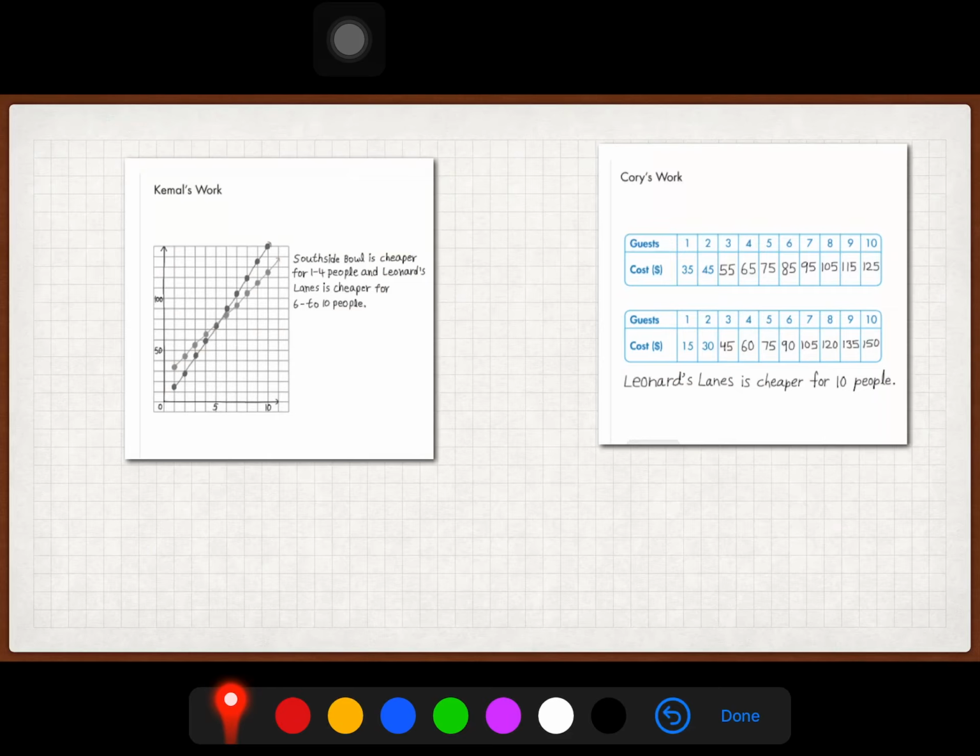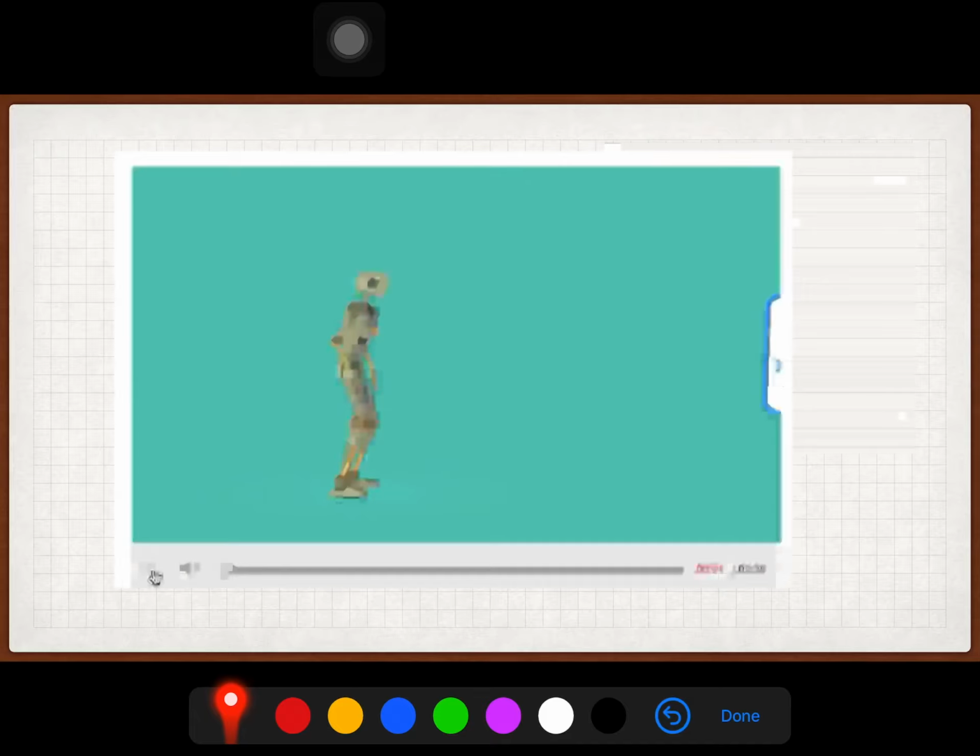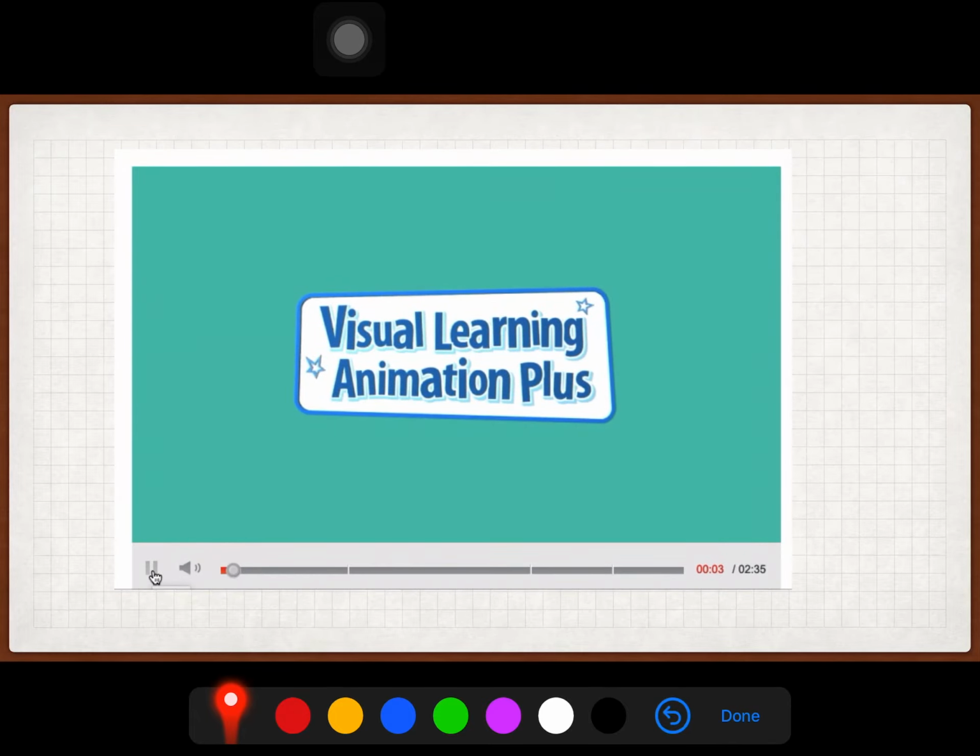Okay, here's Kamal and Corey's work. Kamal said Southside Bowl is cheaper for 1 to 4 people, and Leonard's Lanes is cheaper for 6 to 10 people. Has that graphed. And Corey's got this here, and Leonard's Lanes is cheaper for 10 people. Whose is better? I agree. Kamal adds the detail that you need, and just how we had said it, it's cheaper Southside for 1 to 4 people, but when you go up 6 to 10, Leonard's becomes cheaper. Good. Here's your visual learning.